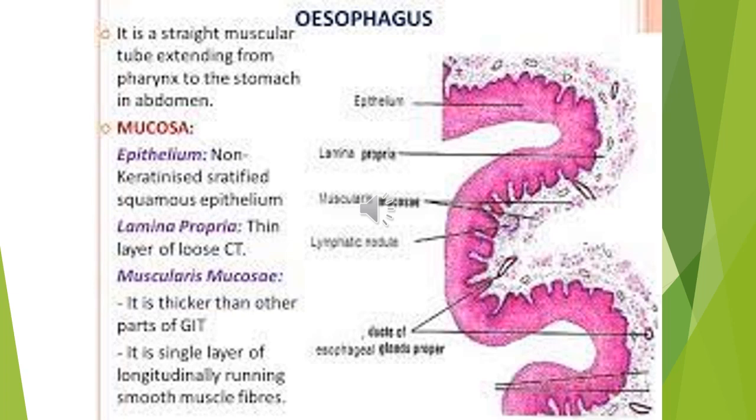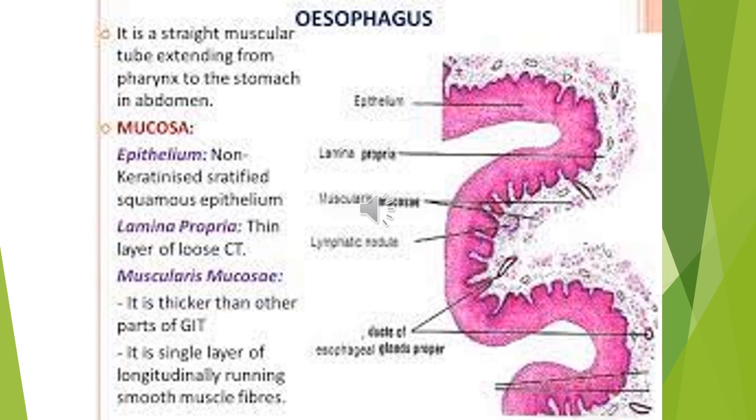So in this diagram on your right side, you can see the esophagus, actually the mucosal layer is made clear. That is, it has got the epithelium. You can see the epithelium is stratified, squamous, non-keratinized epithelium. Then just below it, below the basement membrane is the lamina propria, which is a loose, thin layer of loose connective tissue, along with a few mucus secreting glands, which are called the esophageal cardiac glands.